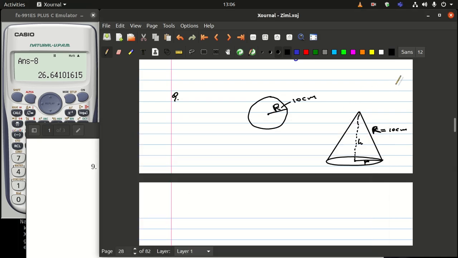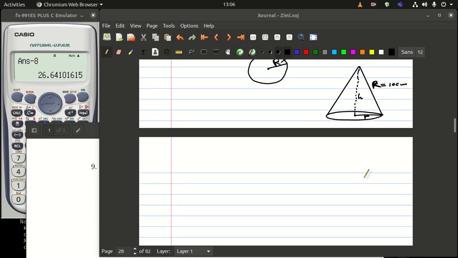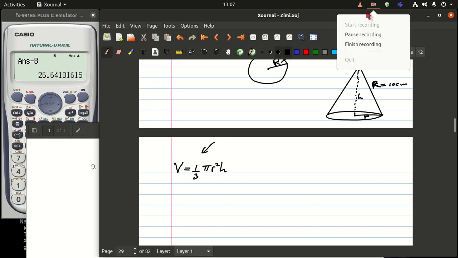So the first thing that we need to find out here is the formula for the volume and the total surface area of a cone. The first thing that you need to realize is that the volume of a cone is 1/3 pi r squared h. That is the volume of a cone. So we have this volume here.